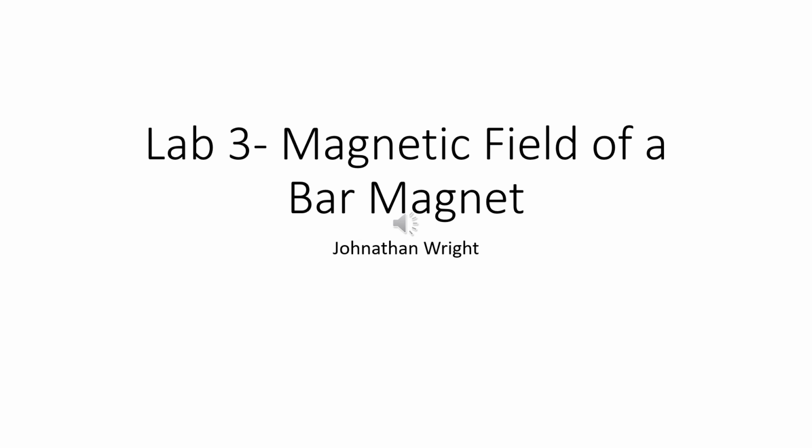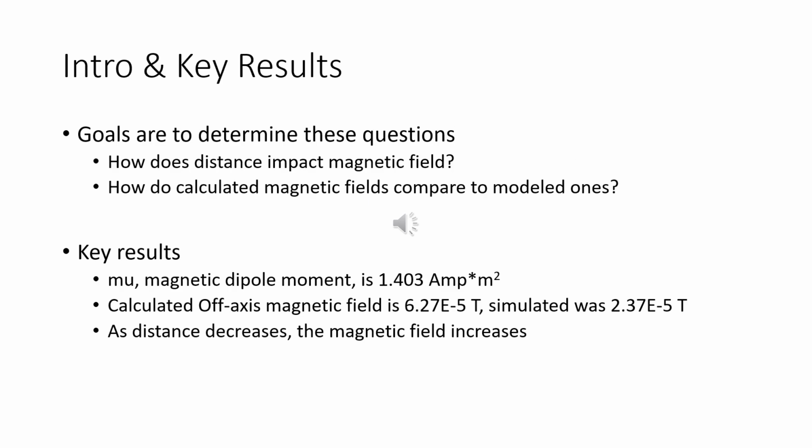This is lab 3, where we determine the magnetic field of a bar magnet. So the goal of this experiment is to determine the impact of distance on magnetic field and compare that magnetic field with calculated values to ones that we model in VPython.